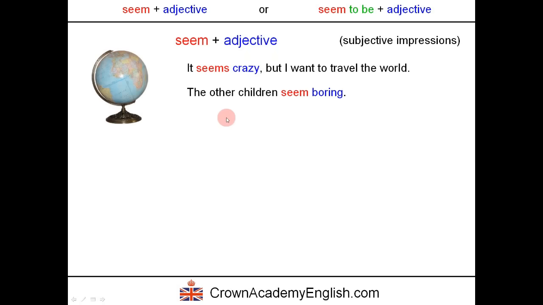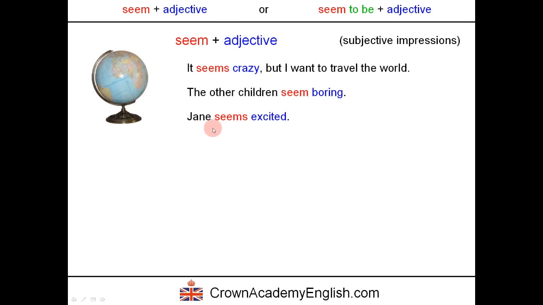Another example: the other children seem boring. And again, boring is subjective, because maybe my opinion is that they are boring, but maybe your opinion is that they are interesting. Nobody is right and nobody is wrong. It's subjective. So we use this form.